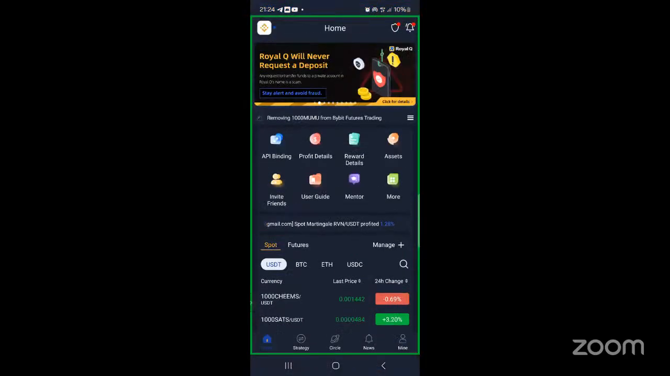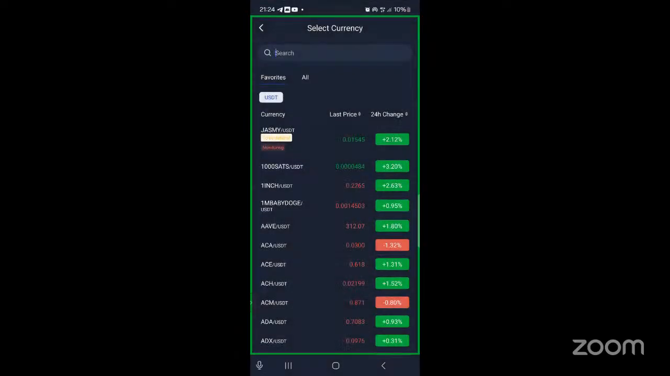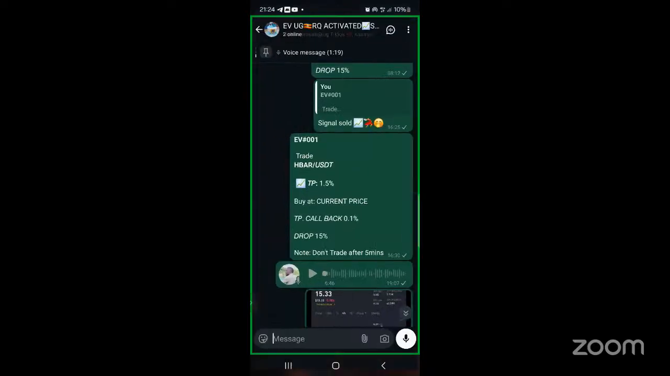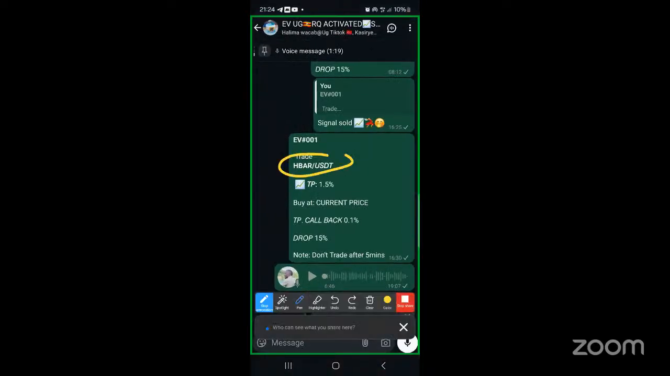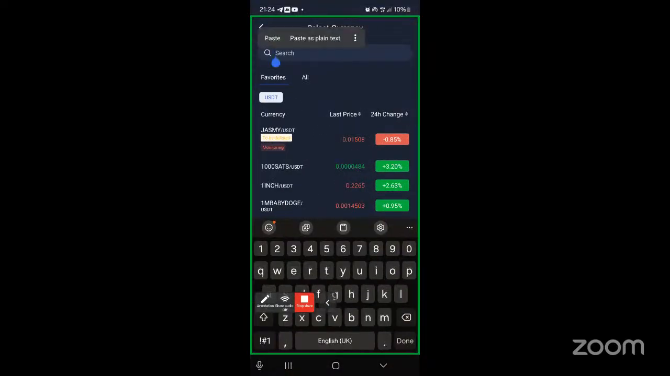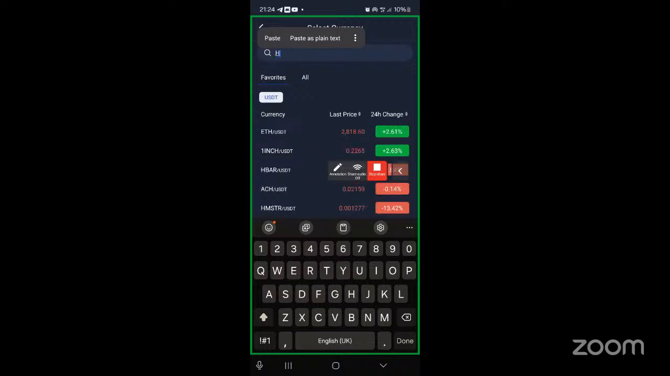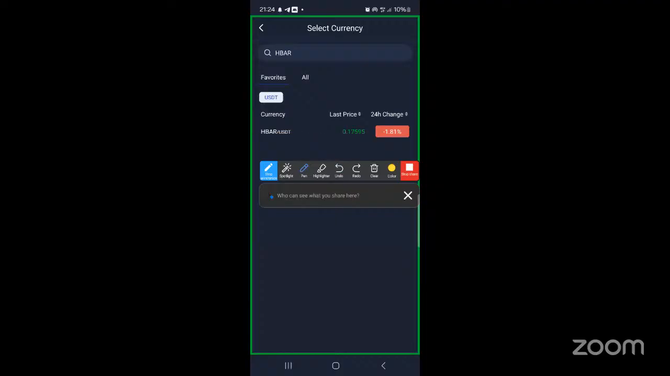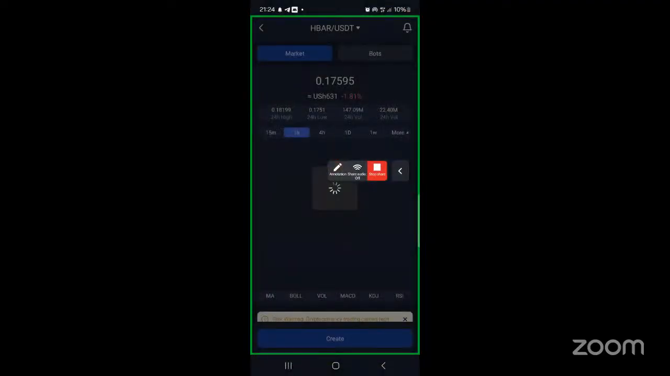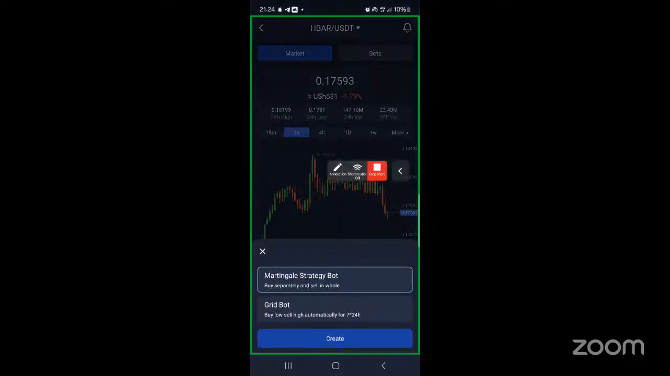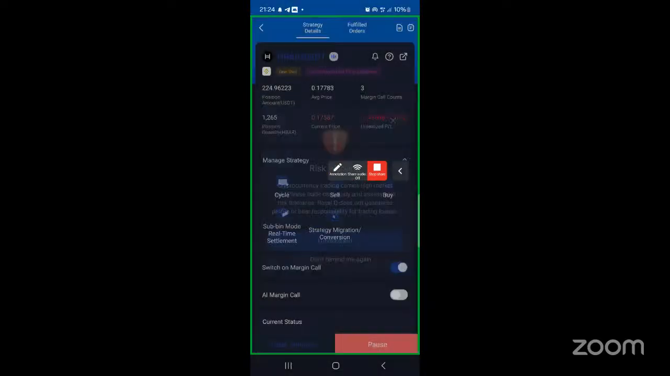Okay, so all you need to do is come and search here the name of the coin. They told us to trade HBAR. So you search for HBAR. Tap in the name, tap in the coin. After you tap in the coin, tap on create.